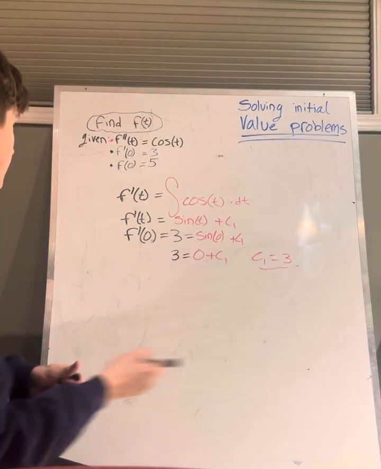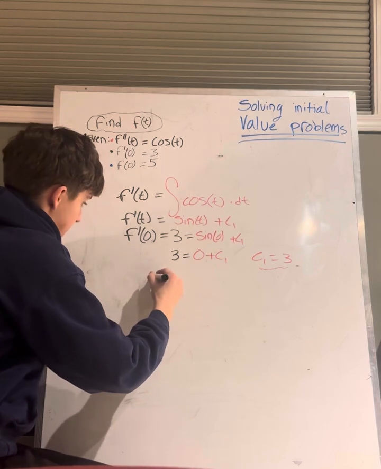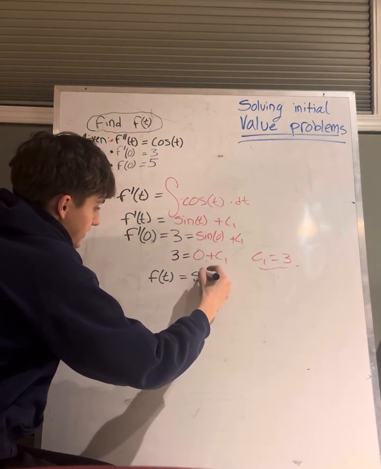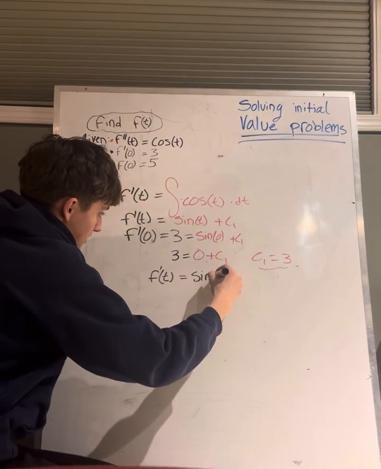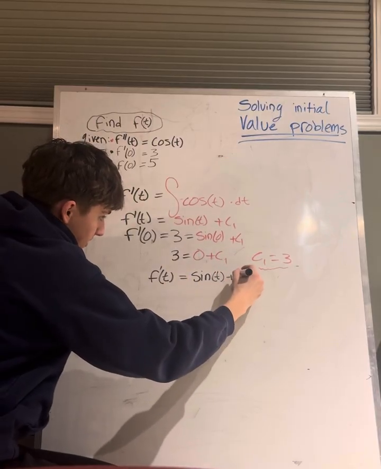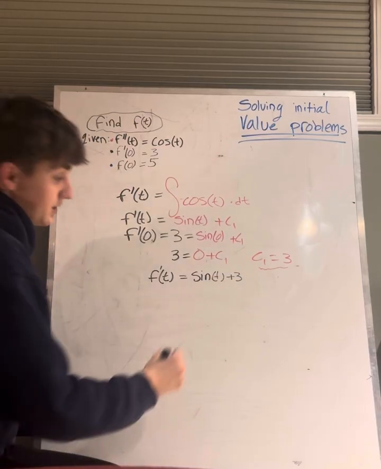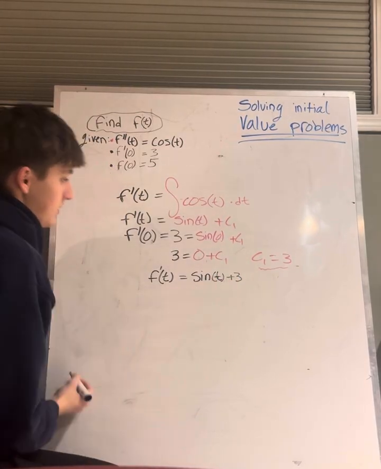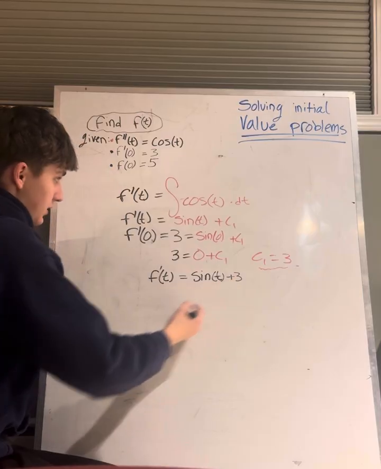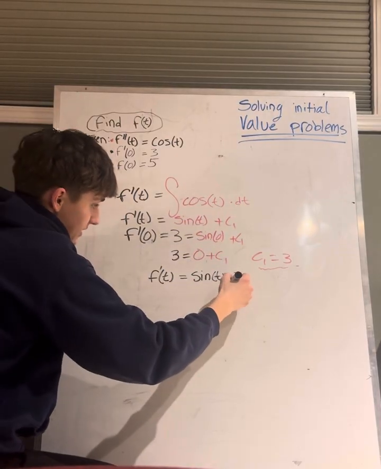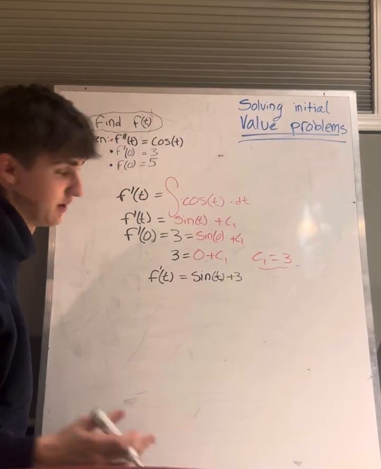So let's rewrite our first derivative here as f prime of t is equal to sine of t plus 3. See what I mean? There we go. There's our unveiled c value. Because when you take the derivative of this, you simply get cosine. So adding this c in here helps us find this 3 that would have otherwise been hidden.